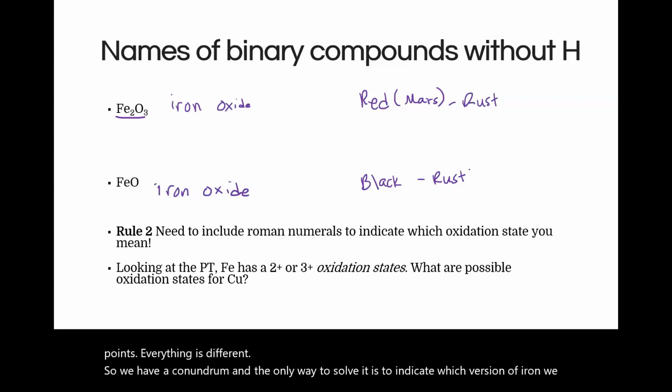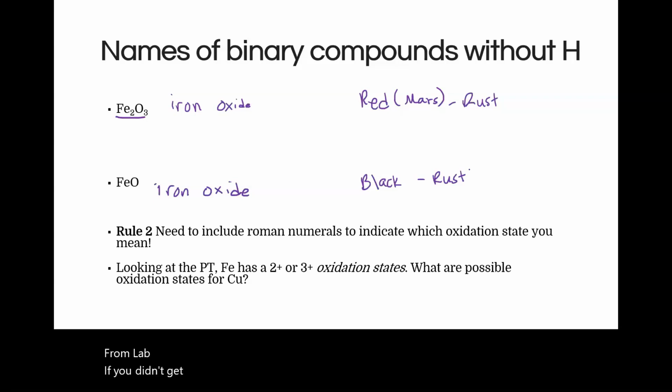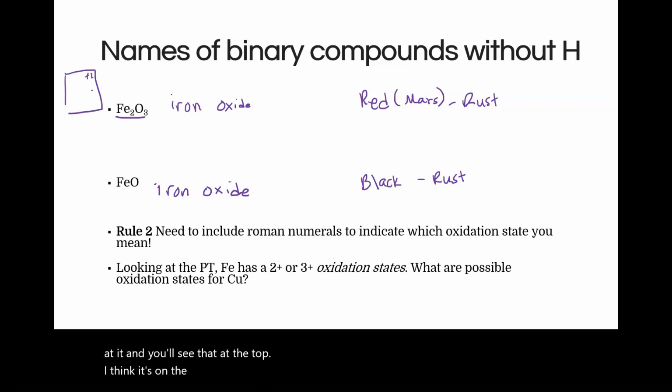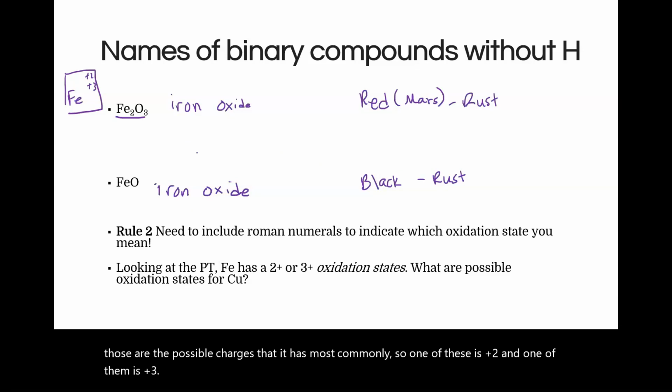So if you have already picked up the green periodic table from lab, if you didn't get it, ask your lab professor. But if you have already picked it up, you can look at it and you'll see that at the top, I think it's on the right corner, you'll see a +2 and a +3 for iron. Those are the possible charges that it has most commonly. So one of these is +2 and one of them is +3. Which is which?